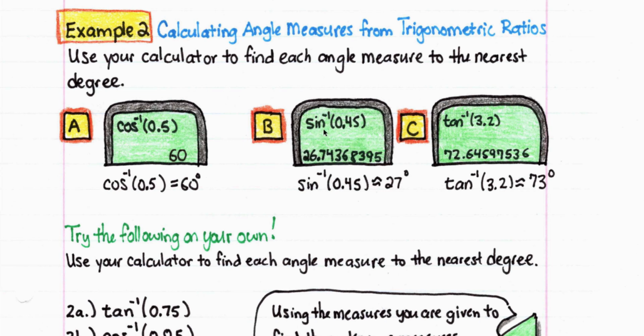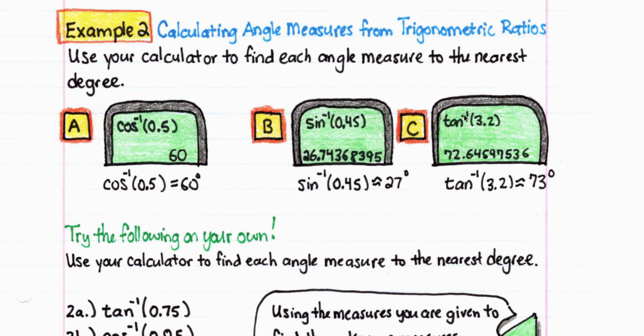What is the inverse sine of 0.45? Well, it's 26.7436839 and a whole bunch of other numbers. But in this lesson, when we find the inverse sine or the inverse cosine or the inverse tangent, we're going to round to the nearest whole degree. So we're going to say that the sine inverse of 0.45 is approximately 27 degrees.